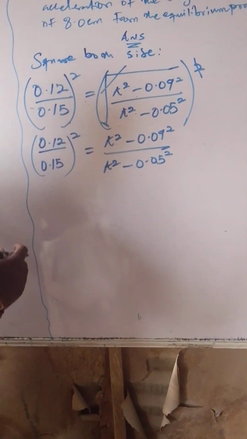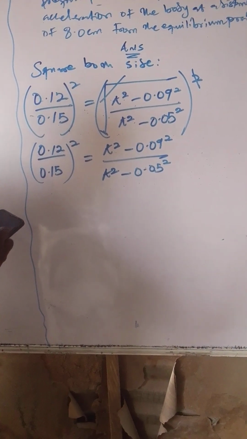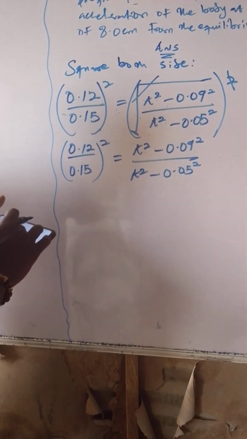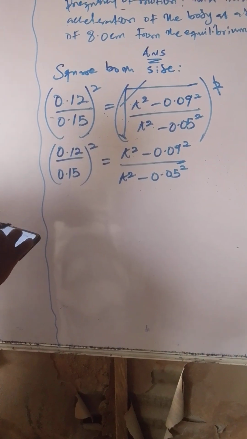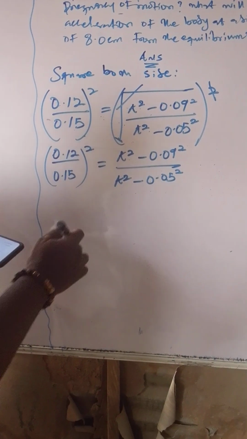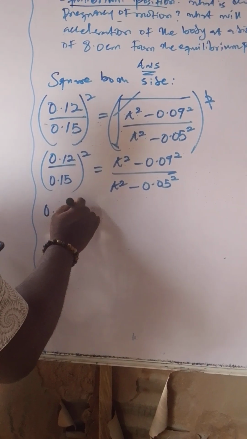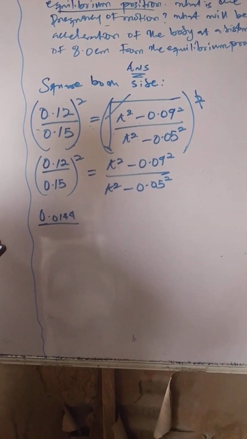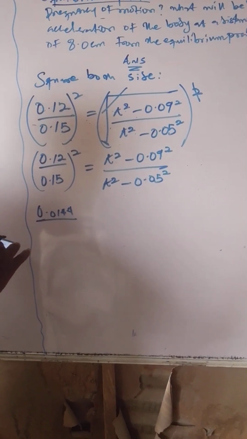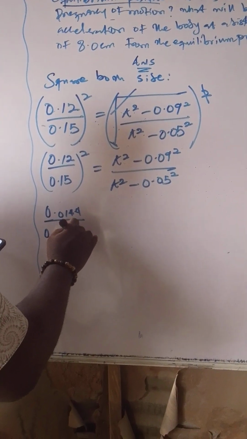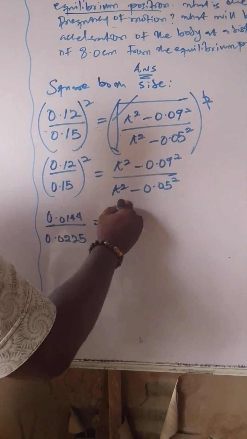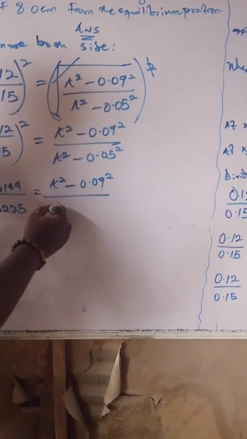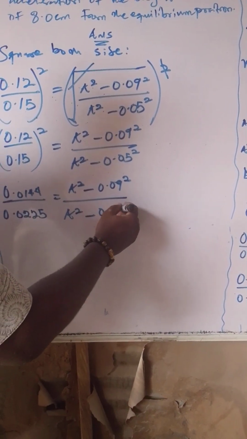So let's find this. 0.12 squared is 0.0144. 0.15 squared is 0.0225. So we have A squared minus 0.09 all squared over A squared minus 0.05 all squared.